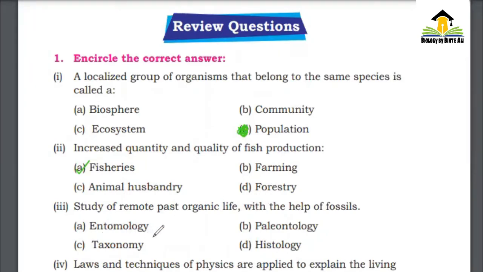MCQ number 3, study of remote past organic life with the help of fossils: A. Entomology, B. Paleontology, C. Taxonomy, D. Histology. The right answer for this MCQ is B, Paleontology.